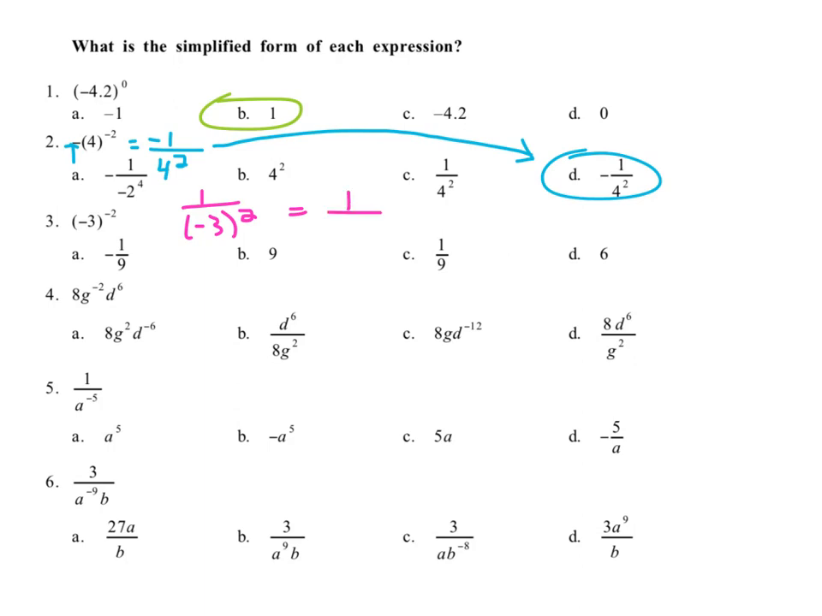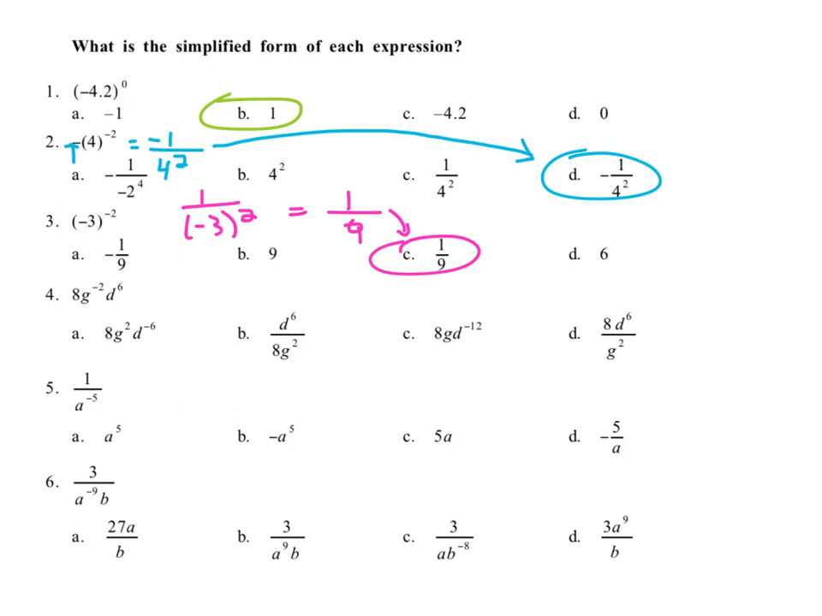And if we keep that 1 on top, on the bottom it essentially says negative 3 times negative 3. What's negative 3 times negative 3? Negative times negative is positive, and 3 times 3 is 9. That's C right there. That's your answer. Okay, let's keep going.